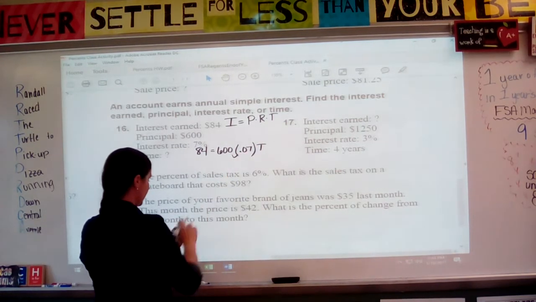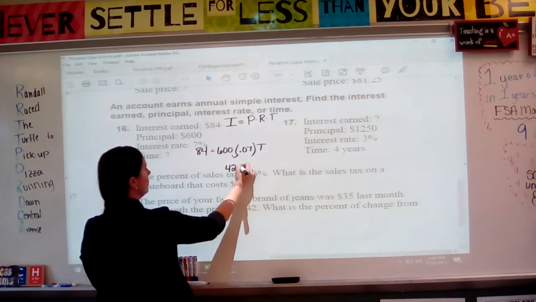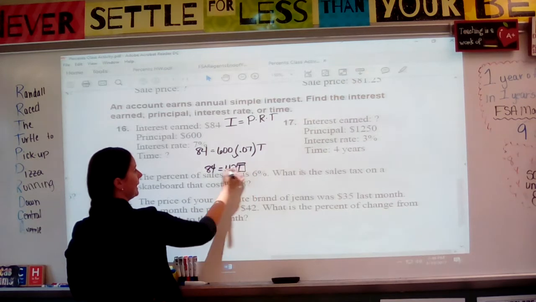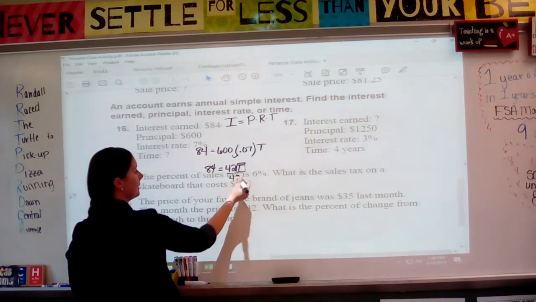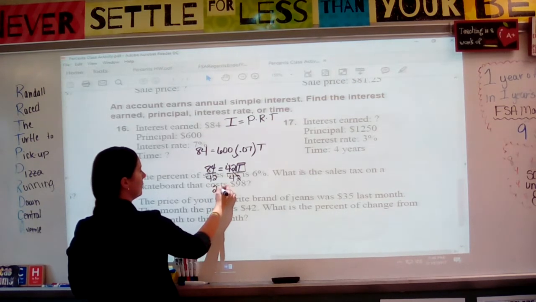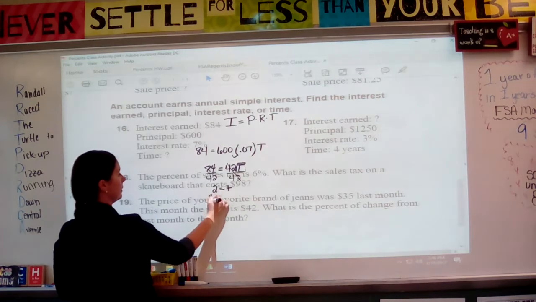So 600 times 0.07 is 42t. And now I want to get t by itself. The opposite of 42 times t is dividing by 42. That leaves me with 2 equals time. So it would be 2 years.